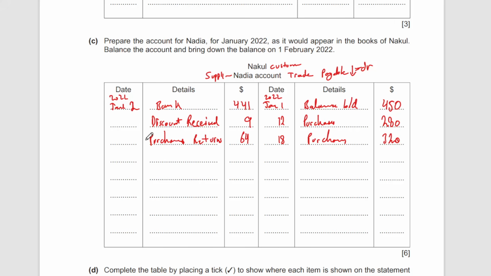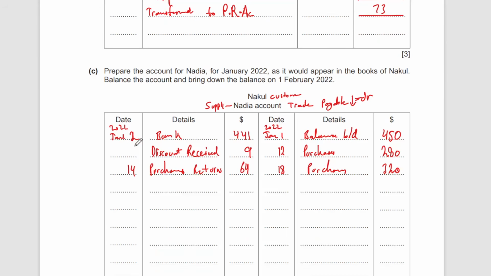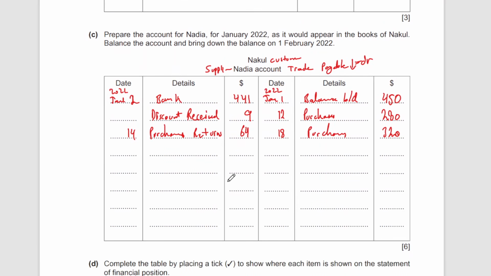Fine. When did that happen? On the 14th. Okay. Are we done yet? Yes. Everything related to Nadia is put down there. So now we just have to close the account, bring down the balance on 1st February. It's a common thing. Please don't tell me you don't know how to do this and your exams are in 1 month, less than that actually. So let's just quickly wrap it up.